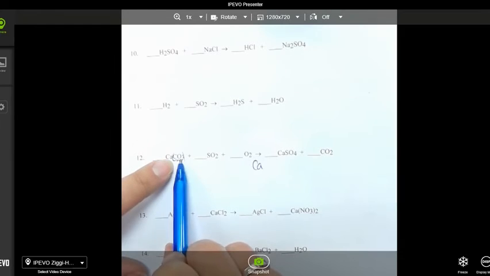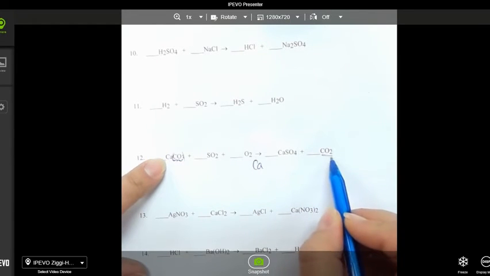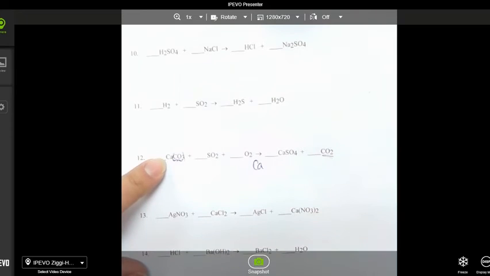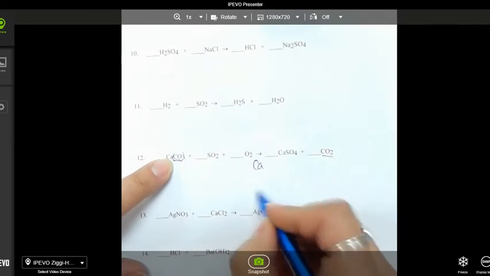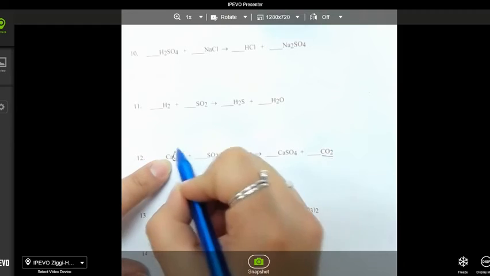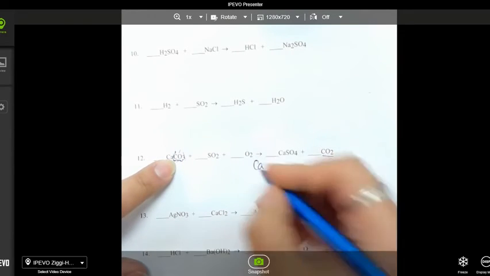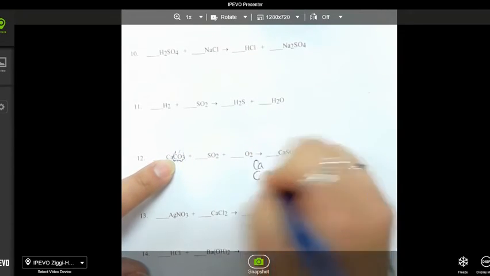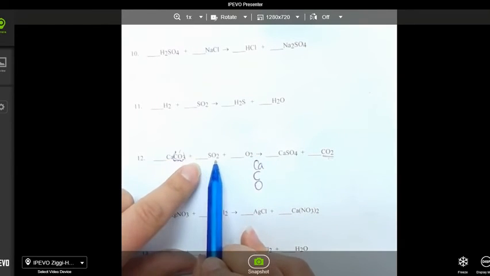I have CO3 here, but I have CO2 over here. This is carbonate. This is carbon dioxide. They are not the same substance, so I cannot keep CO3 together in my atom inventory. I have to separate the C and the O because CO3 and CO2 are not the same thing. So in my list, I'm going to write C, and I'm going to write O, and then I'm going to move on.